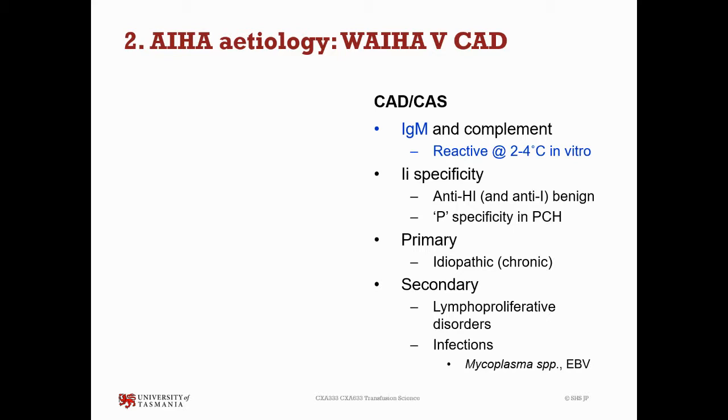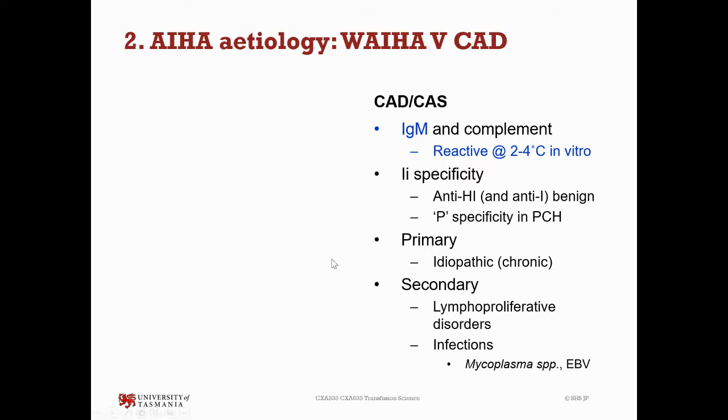Or they can attach in the periphery, activate complement, and detach when they get to the warmer parts of the body, leaving the complement on the cells behind. And so the complement may not be fully activated. It may just be activated to that stage where it attaches to the red cells. And then, of course, the cells are removed by the reticuloendothelial system.